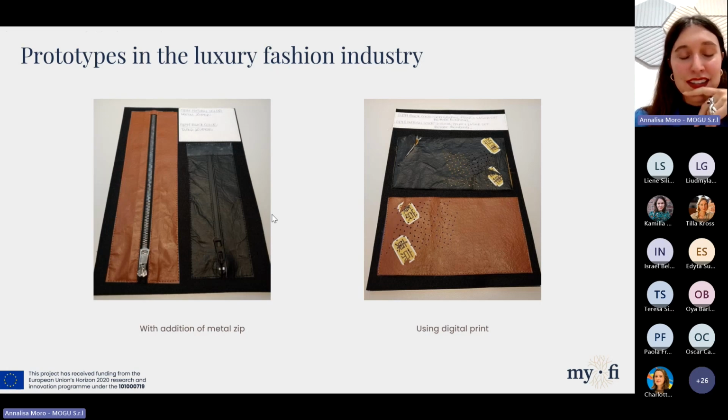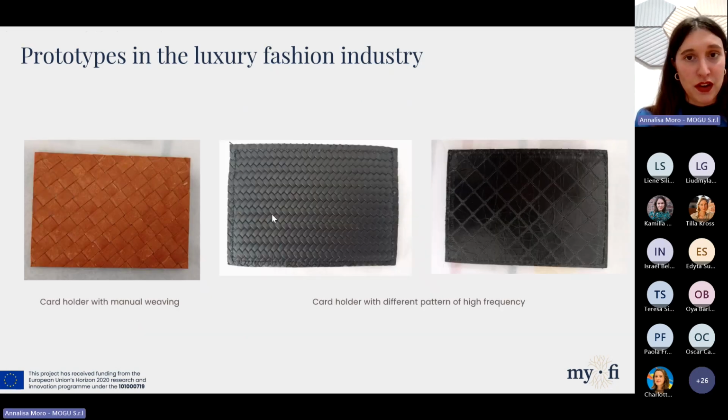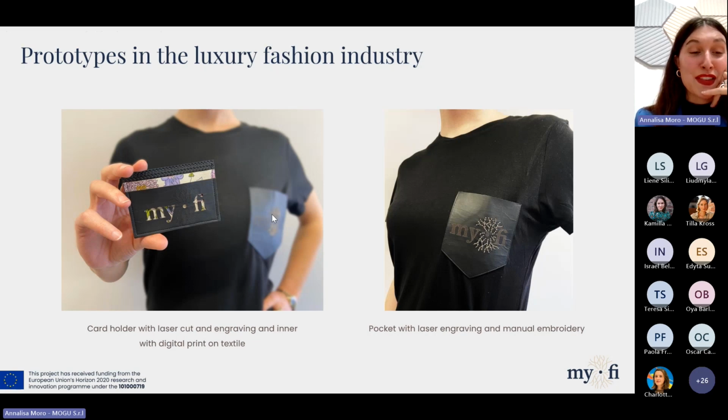While on the right side, you can see the material under, for example, digital printing. So we are also using different technology, and I would say more current. Here you can see some prototypes of card holders with, for example, manual weaving, or with high frequency technology, and also with different colors. And here are some of the latest prototypes, for example, a card holder with laser cut, and on the top you have the textile that is printed with digital printing, and on the right side a pocket that we made.